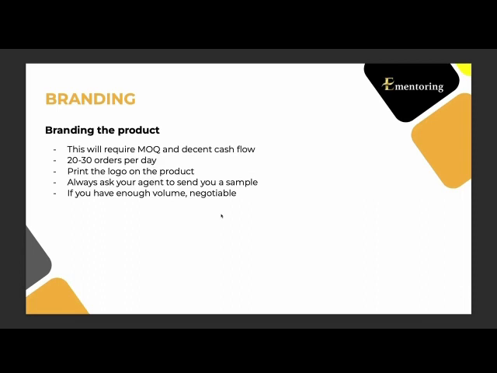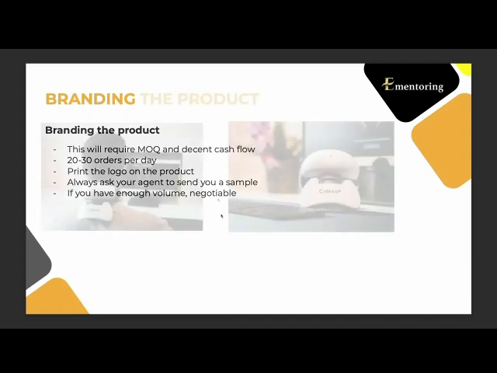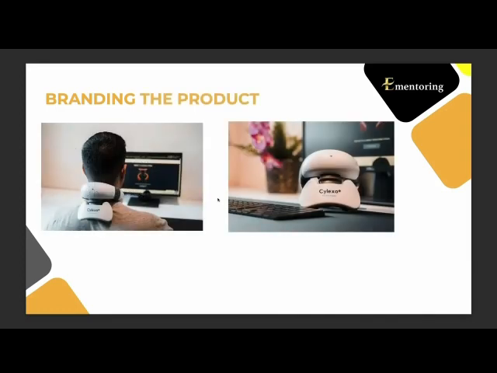Of course, your agent might charge you more for this once you ask for a branded product, so it might cost you between $1 to $3 extra. But once again, if you have enough volume, you can negotiate this. So always be careful once you start branding your product. You want to go step by step.